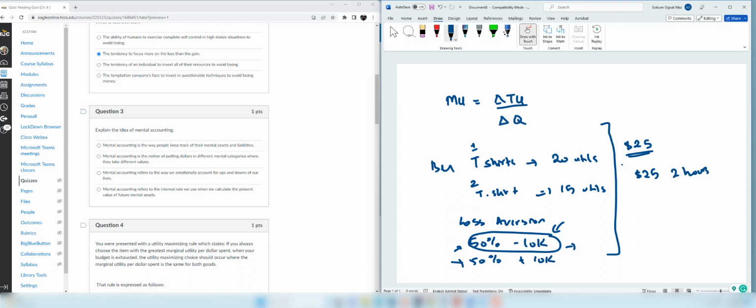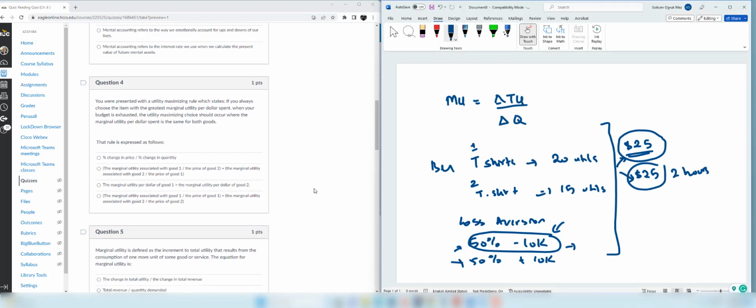So people treat the $25 that they find on the street differently than the $25 they work and earn, although these two amounts are the same. So people have a different way of looking at the same amount of dollars, and they treat these dollar amounts differently. Therefore, mental accounting is the notion of putting dollars in different mental categories where they take different values.